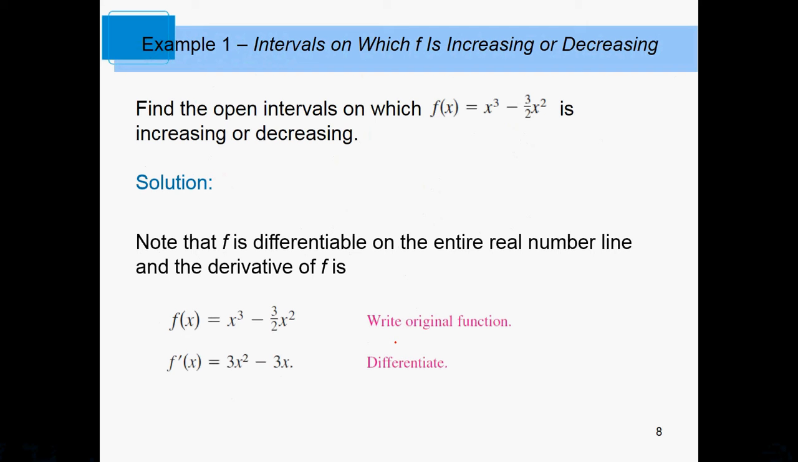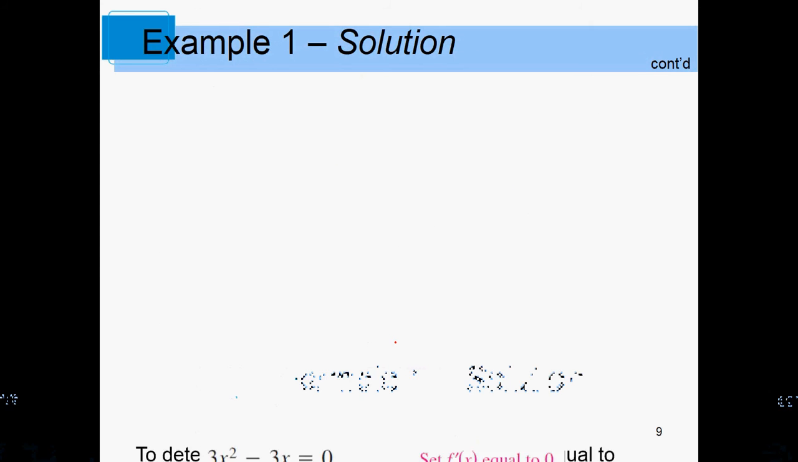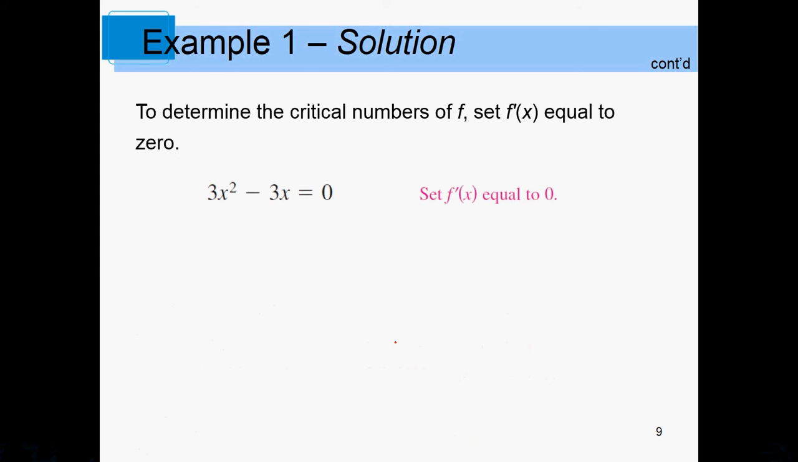Now, we've got to determine where is that positive, where is that negative. How do we do that? Well, to determine first any critical numbers, because we know that critical numbers give us maxes and mins, right? And maximums and minimums are where we change from increasing to decreasing, right? Because if we go to a maximum, that means we were increasing and then we were decreasing. Or if we go to a minimum, that means we were decreasing and then we were increasing. So we start by finding critical numbers.